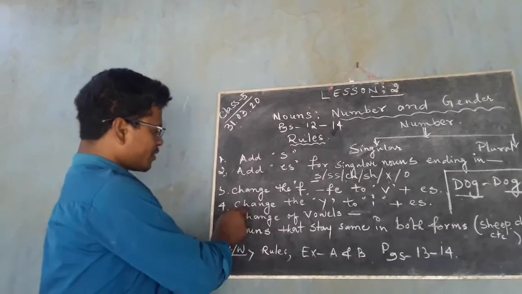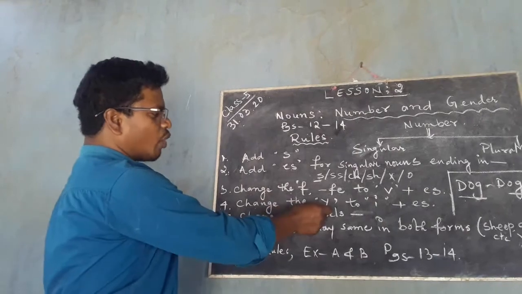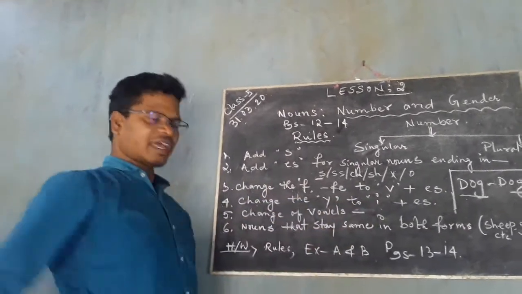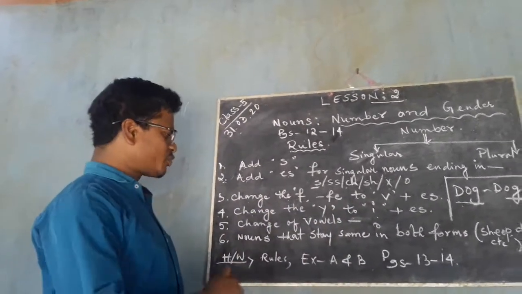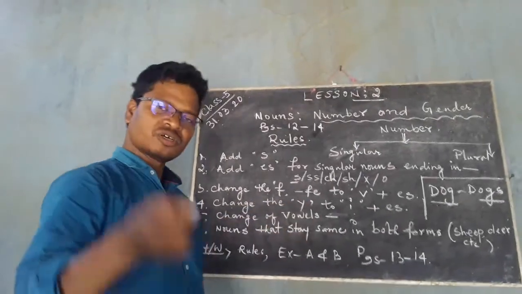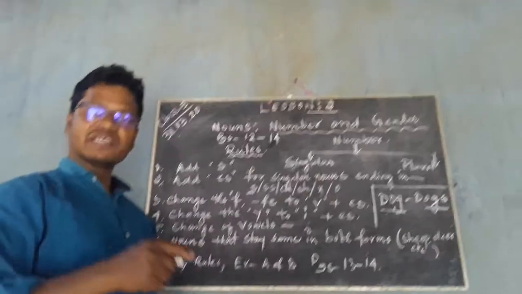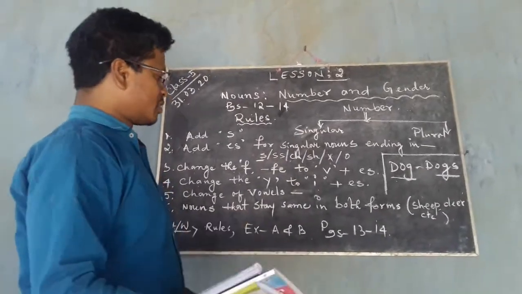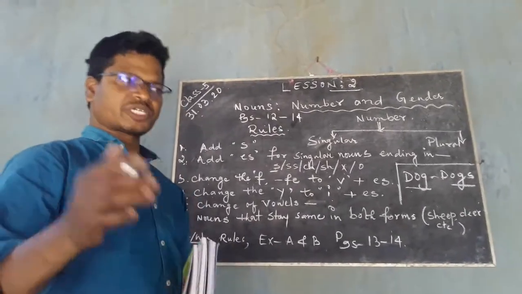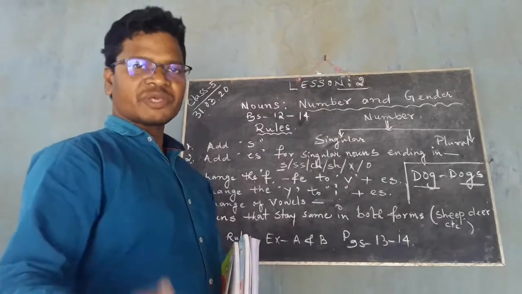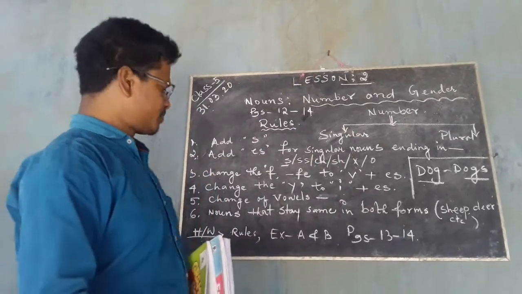Next rule, change the y into i and add es. So what do we have to do? We have to change y into i and add es to make it plural. But there are some exceptions. Those exceptions I will be telling you in the next class.